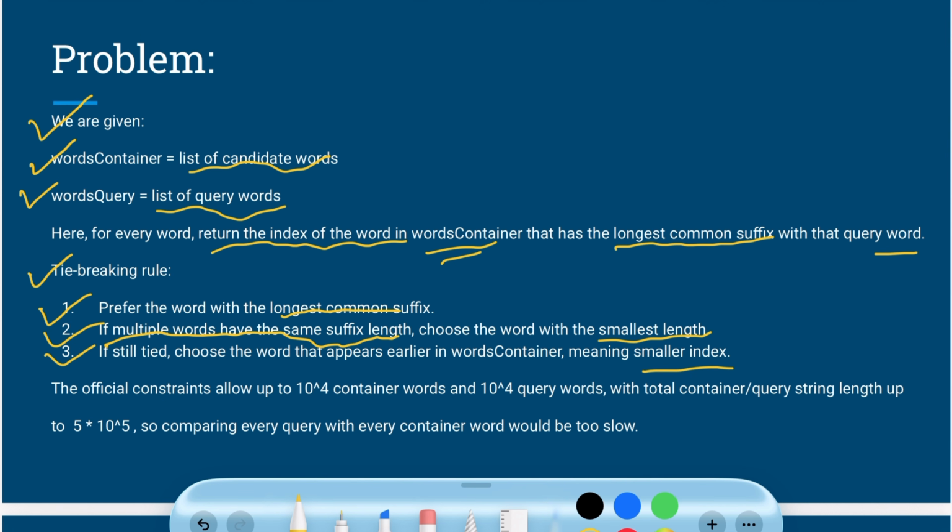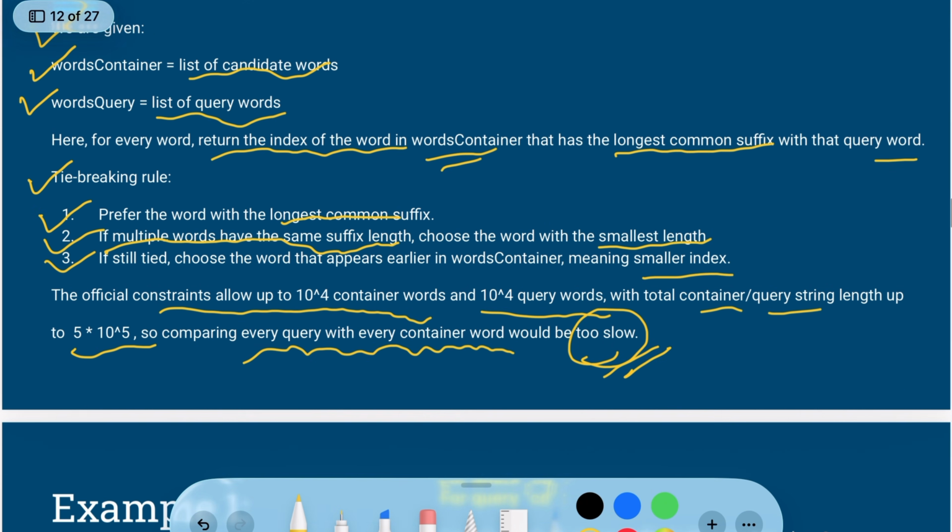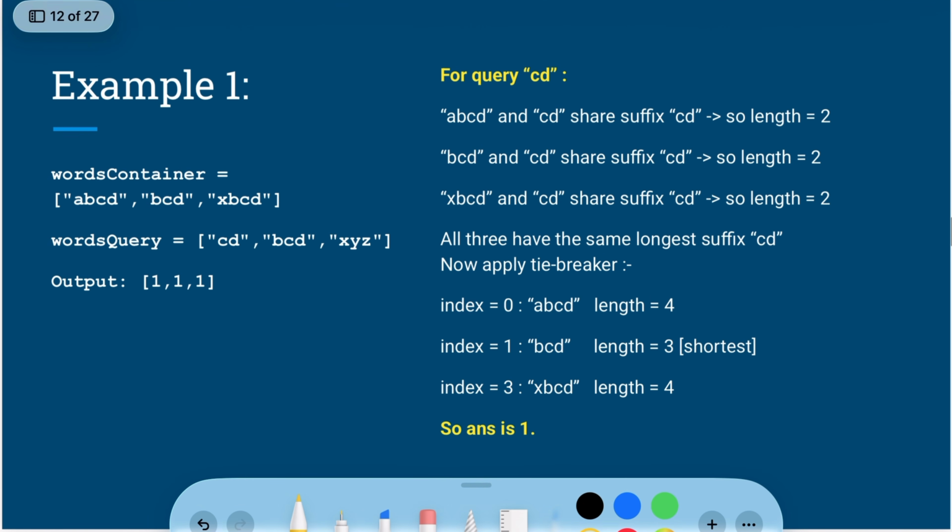Basically, why we should not use brute force: the constraint allowed is 10 to the power 4 container words and 10 to the power 4 query words, right? With the total container and query length up to 10 to the power 5, if you multiply 10 to the power 5 by 10 to the power 5, comparing every query with every container becomes very slow. So we should not use this approach. We should use a better approach.